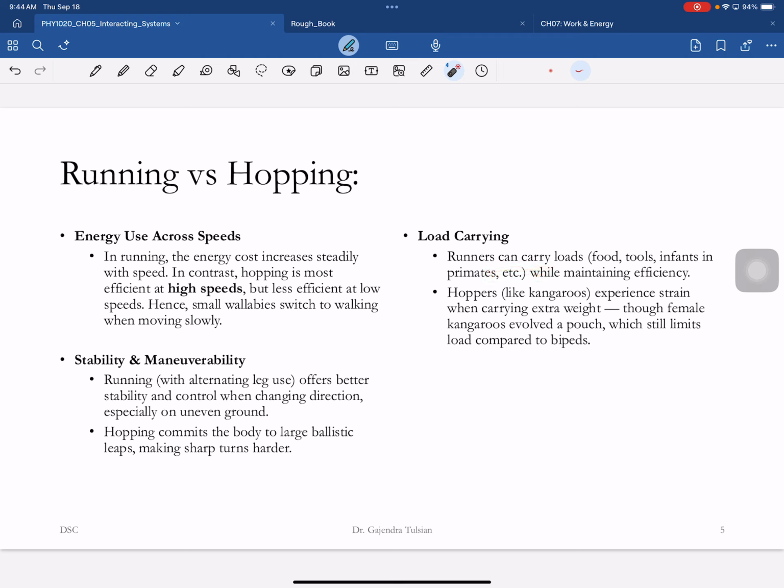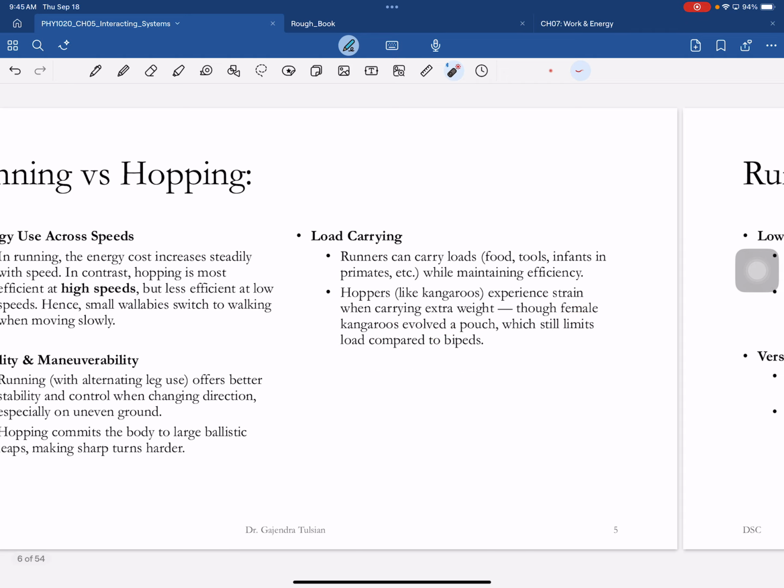Runners can carry load while maintaining efficiency. Hoppers experience strain while carrying extra weight. So you can't put a backpack on a kangaroo. He can't go to school. But they do have a little pouch, but the load they can carry is limited.